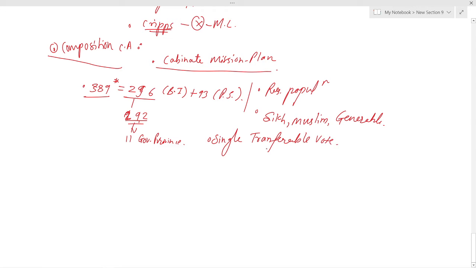The representatives of princely states were to be nominated by the princes. Moreover, the members were to be elected indirectly by the members of the provincial assembly, who themselves were elected on the basis of limited franchise.